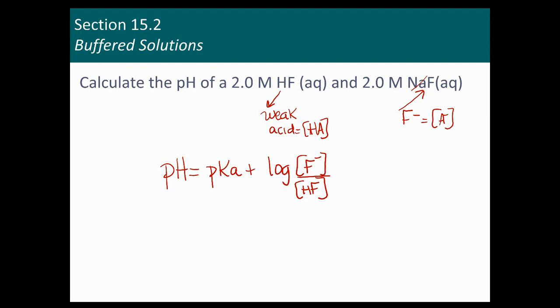Now, I need to grab my book. So if you have your book, let's go to the back. I don't remember, well, I think it's 6.8 times 10 to the minus 4, but maybe I'm wrong. So let's go to the back of your book and see if we can find the Kas. Should be a table in there.